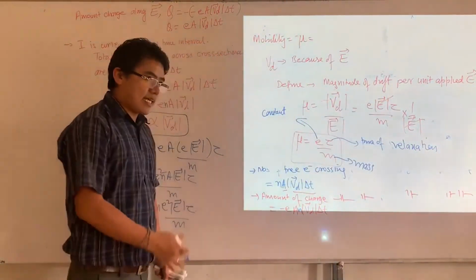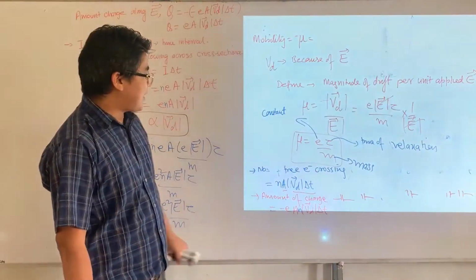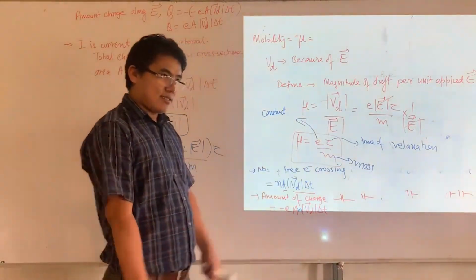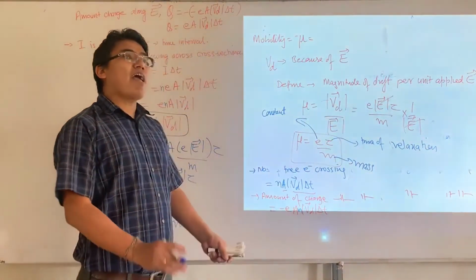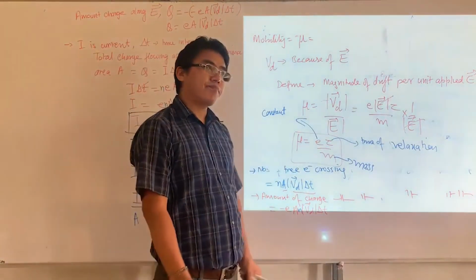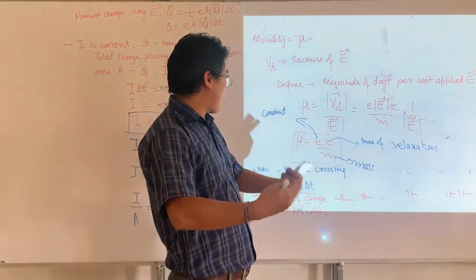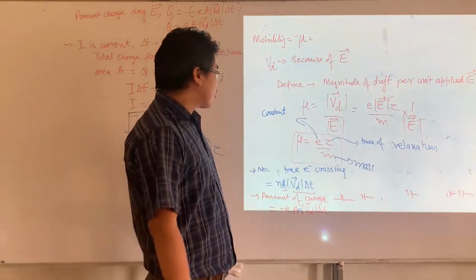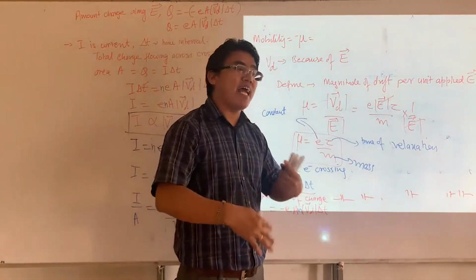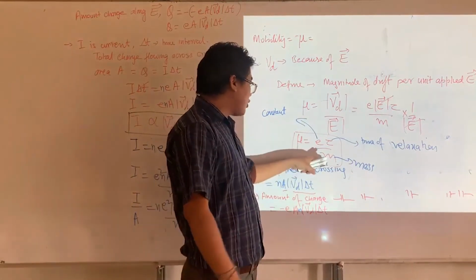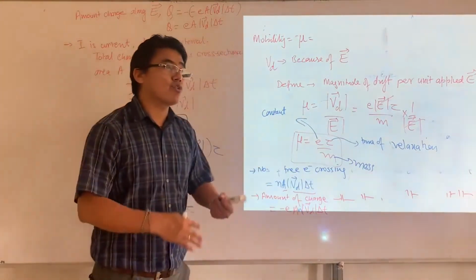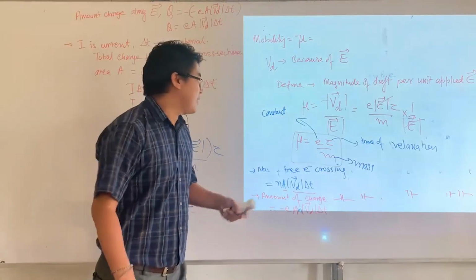Temperature factors, that is the time of relaxation, and then mass. If I apply the same temperature for a proton and an electron, which has more mobility? The electron will have more mobility than protons. Why? Because the electron mass is almost 2000 times smaller than the proton's.